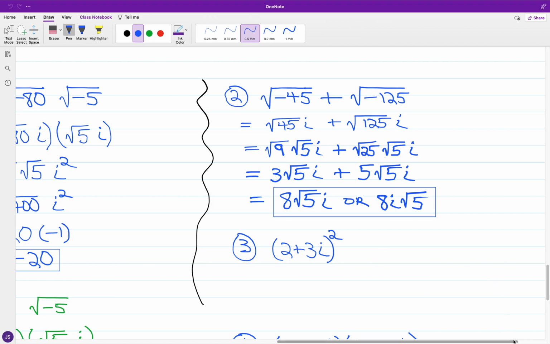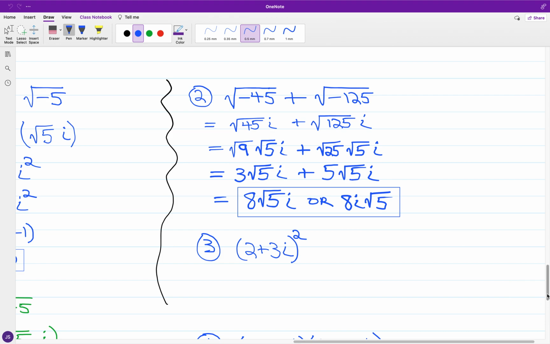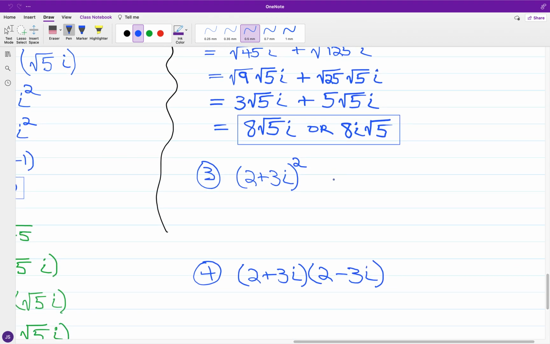Okay. Now, for the standard form of complex numbers, we have the square of 2 plus 3i.